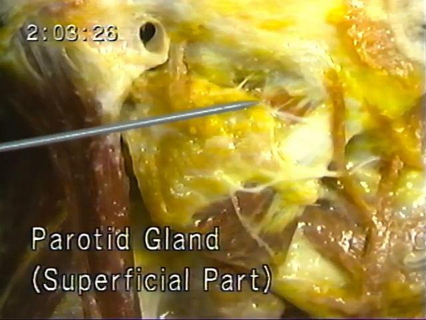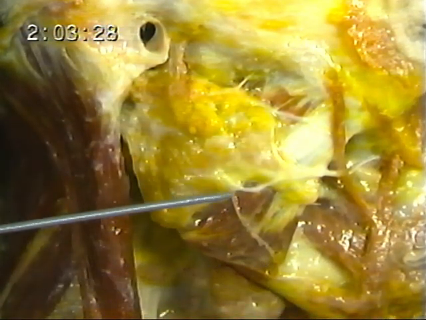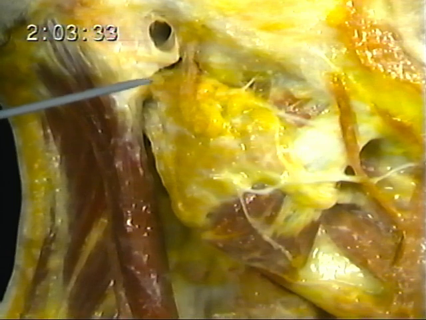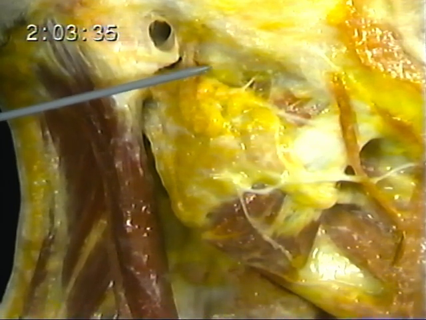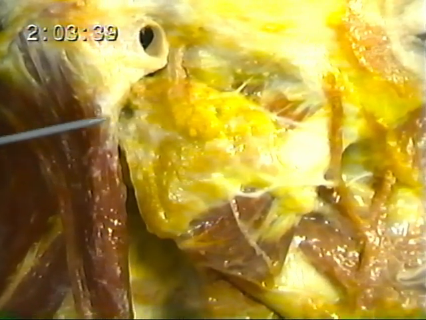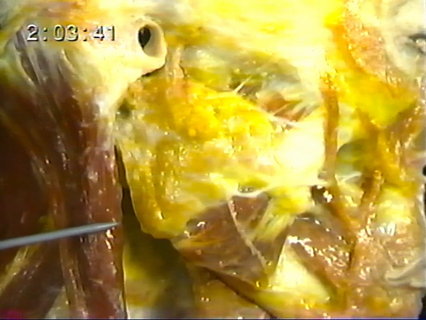The superficial part of the parotid gland covers the posterior part of the masseter muscle. Its extent varies. It usually extends up as far as the zygomatic arch and down to the angle of the mandible. It can also overlap the anterior border of the sternocleidomastoid muscle.